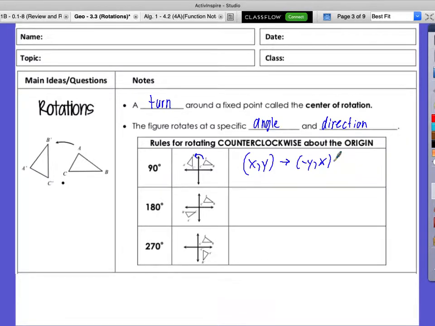And so for a 180-degree rotation, we end up in the opposite quadrant, diagonal. Our x comma y ends up yielding negative x comma negative y.